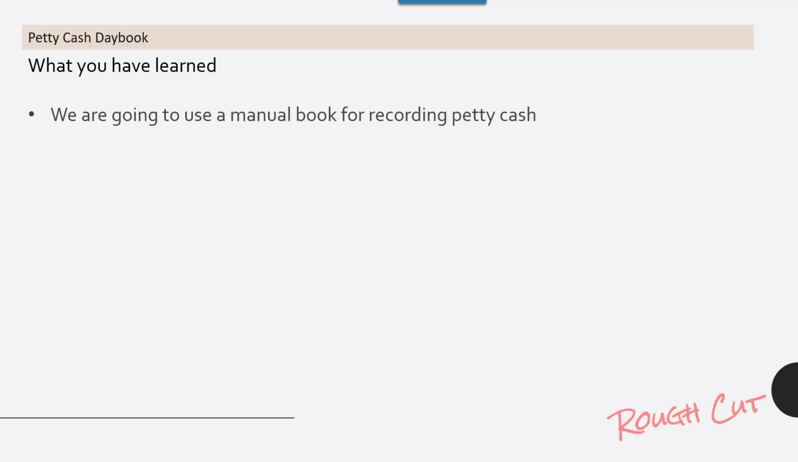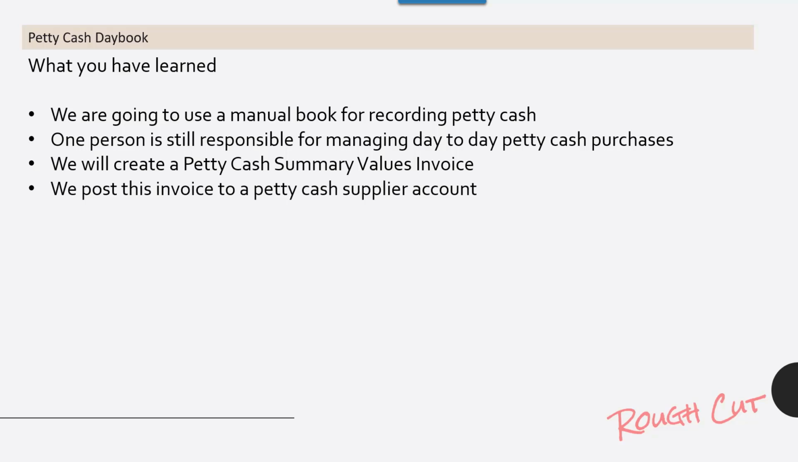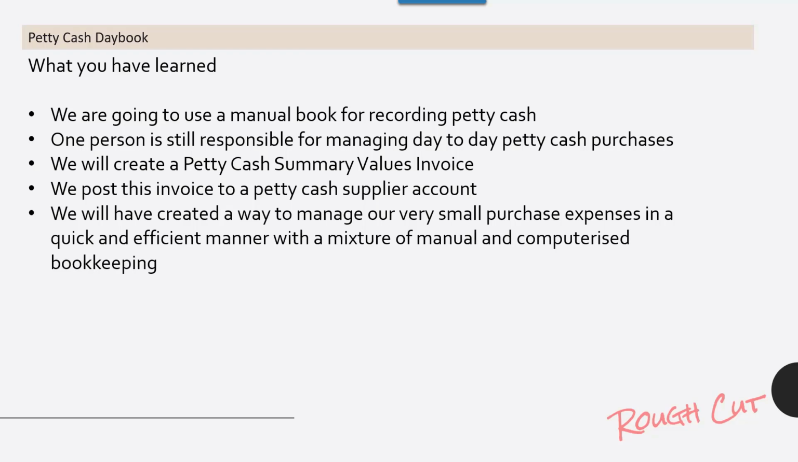What you have learned. We are going to use a manual book for recording petty cash. One person is still responsible for managing day-to-day petty cash purchases. We will create a petty cash summary values invoice. We post this invoice to a petty cash supplier account. We will have created a way to manage our very small purchase expenses in a quick and efficient manner with a mixture of a manual and computerized bookkeeping system.